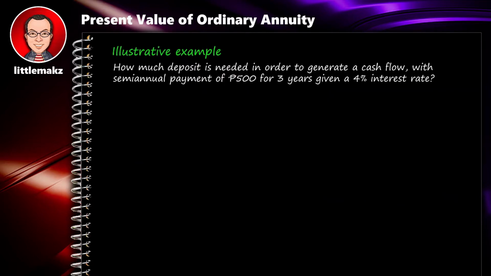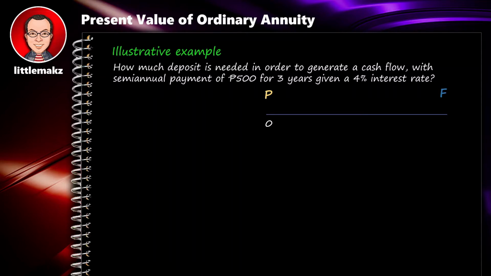Now let's try to illustrate how the present value works. Suppose we want to know how much deposit is needed in order to generate a cash flow with semi-annual payment of 500 for 3 years with a given 4% interest rate. Now here is the cash flow that you would want to make. Your P will be represented by 0. Okay. The present value is at 0.